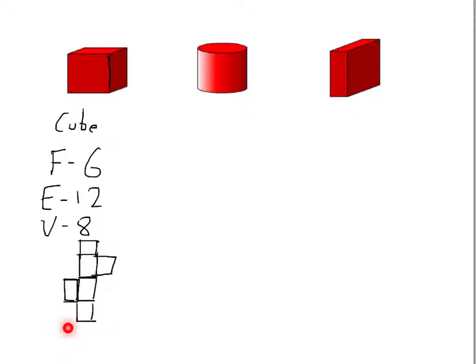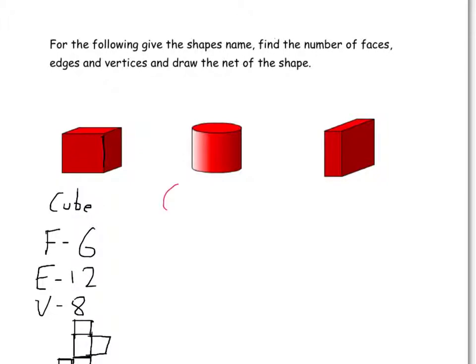The second shape we've got here is like a Coke can, and it's called a cylinder. Now, a cylinder has got a face on the top, a face on the bottom, and this one circles round. So that is 3 faces.